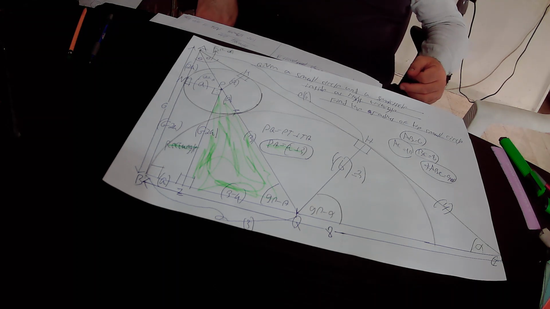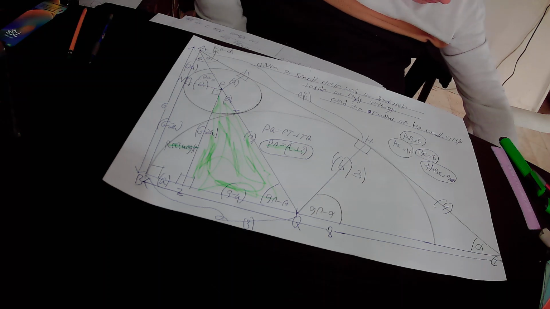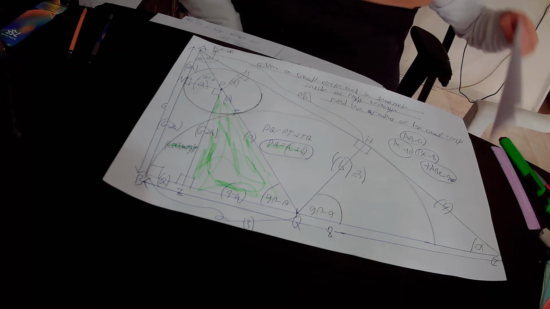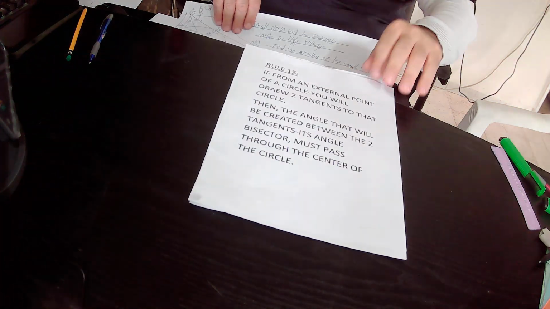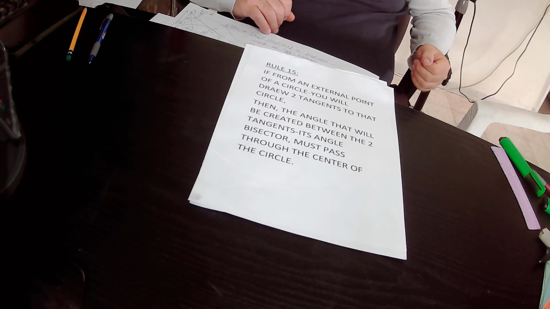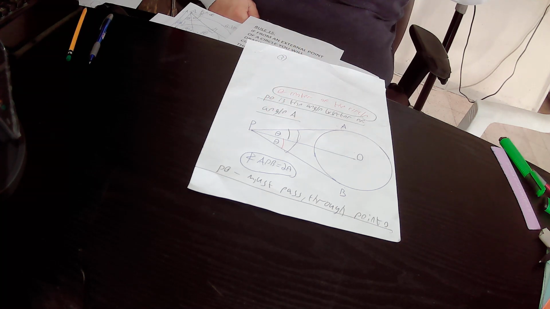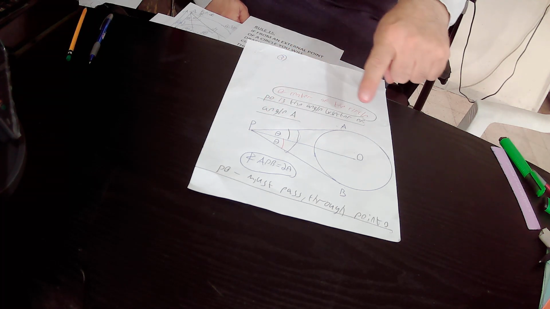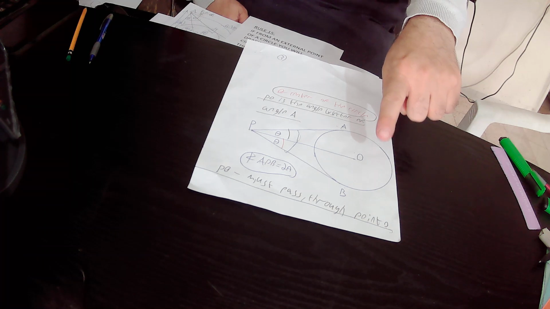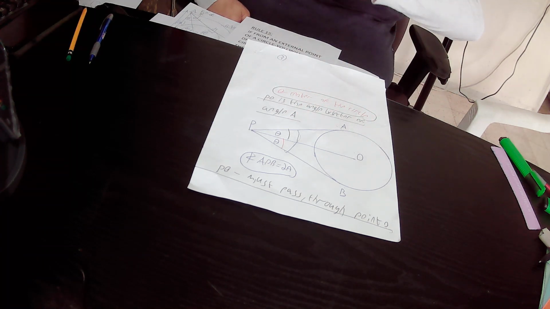In the next step, I presented to you a new rule and implemented the new rule in our drawing. The new rule is rule 15. According to rule 15, if from an external point of a circle you draw two tangents to that circle, here we have the common start point P. From this common start point P, we draw two tangents to this circle, tangent PA and tangent PB. In this way, we get this angle. This is the angle between the two tangents.